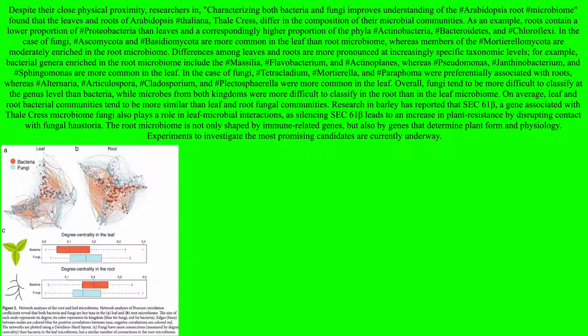As an example, roots contain a lower proportion of, and here I hashtag the word Proteobacteria, because that's a group name, than leaves, and a correspondingly higher proportion of the phyla, and here I hashtag Actinobacteria, Bacteroidetes, and Chloroflexi. So all three of those complex names I hashtagged because, one, not a lot of people hashtag those names, so the posts that I make are going to show up about that.